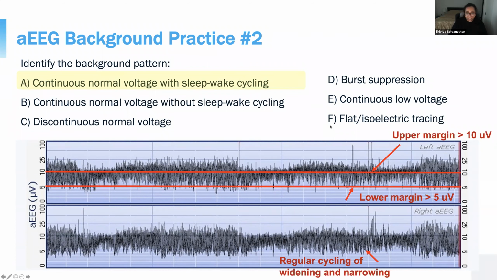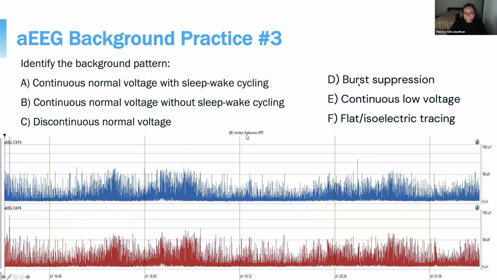All right, so we'll now move on to the third one, and I'll relaunch this poll. So this is AEEG background practice number 3, and you can just put something random in for the other questions.